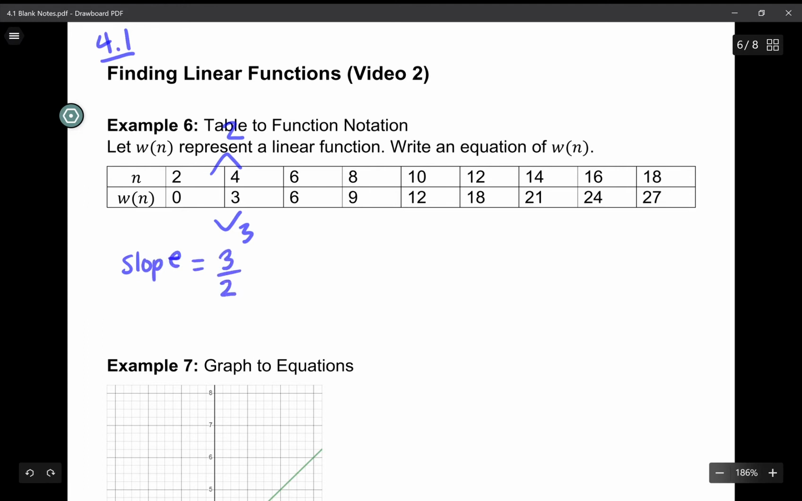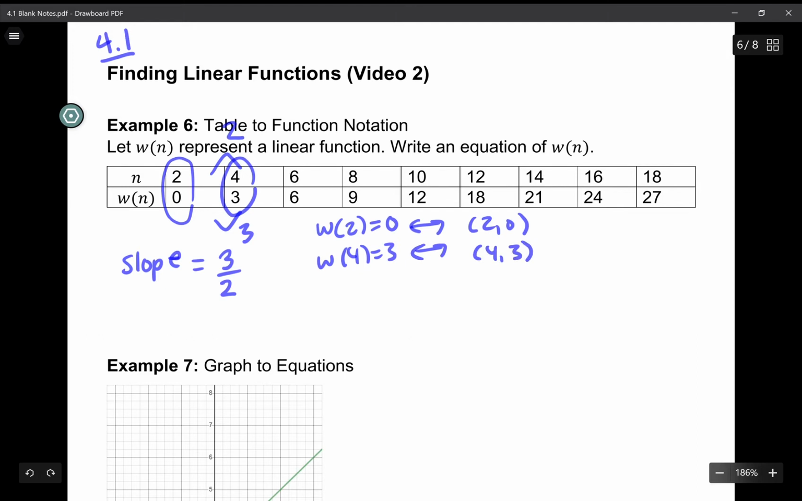Now, if you didn't feel comfortable about the way that I did that computation of slope, you can also make this problem very easy for yourself. And remember that each one of these pairs in this table is also a coordinate on the graph. So if W of 2 is 0 right here, this is saying W of 2 equals 0. That means that the point 2, 0 is on your linear equation. And this says W of 4 equals 3, which means that 4, 3 is a point on your linear equation.